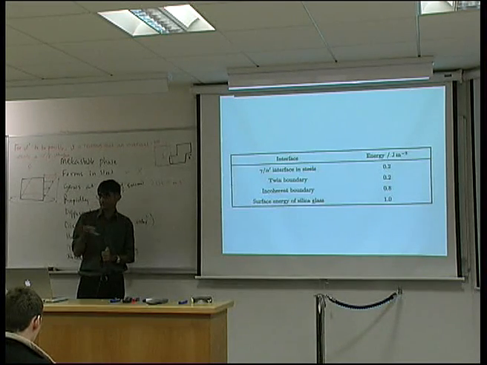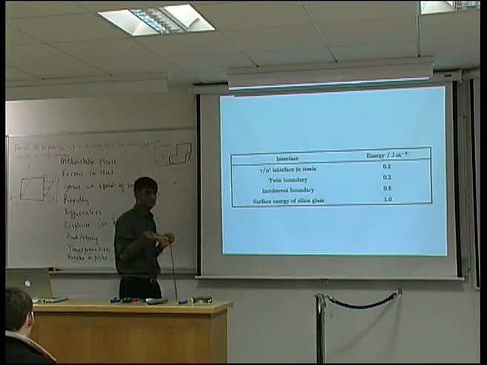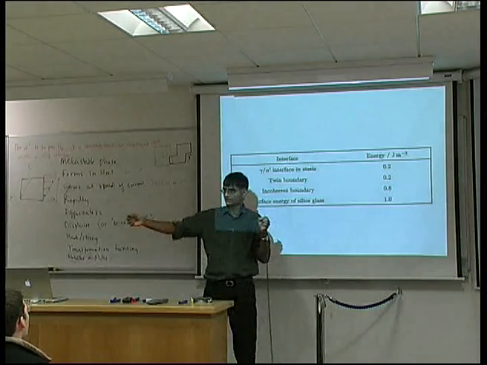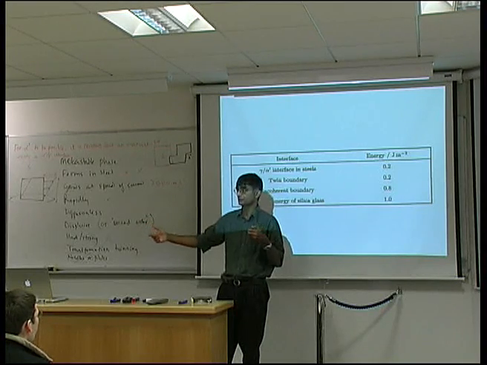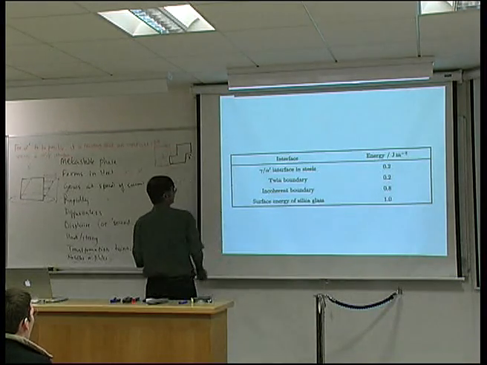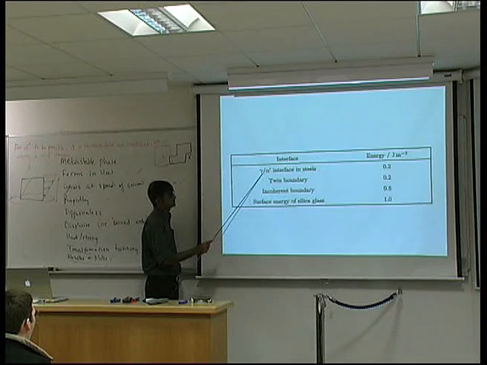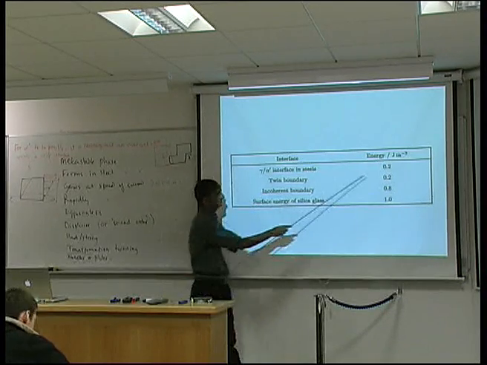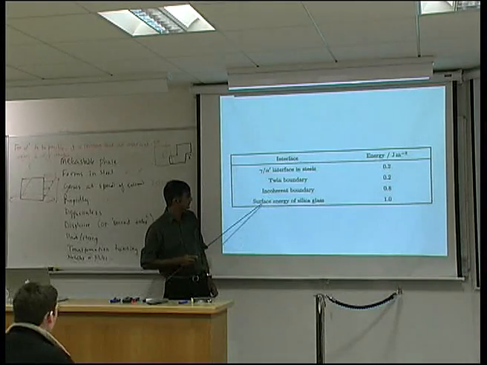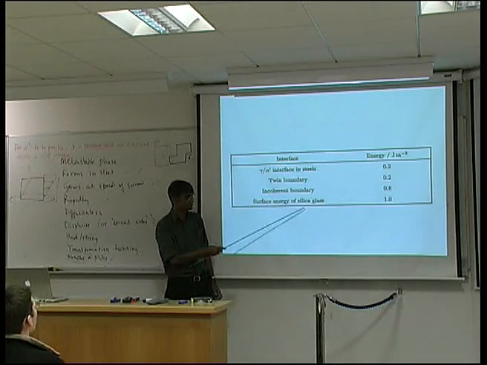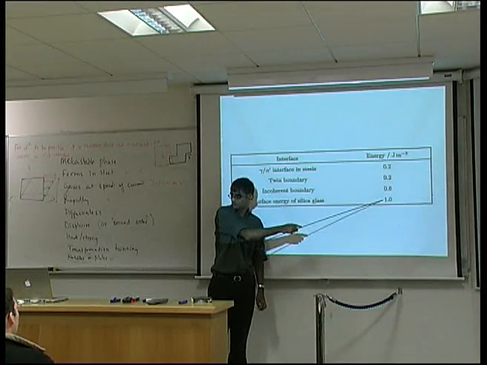Now, because we have this single array of dislocations and there's a lot of coherency along that line, the interface energy per unit area for martensite is quite small. So this is the austenite martensite interface energy, and it's of the order of 0.2 joules per meter squared. And you compare that with the surface energy of window glass, and it's about 1 joule per meter squared.